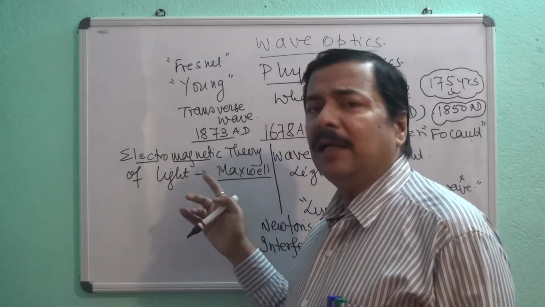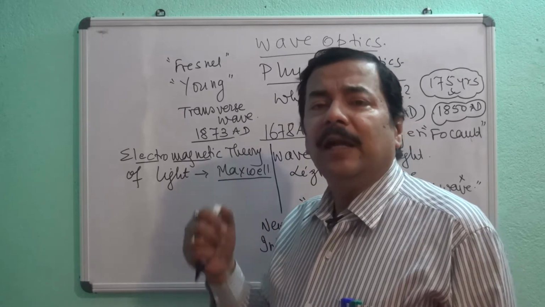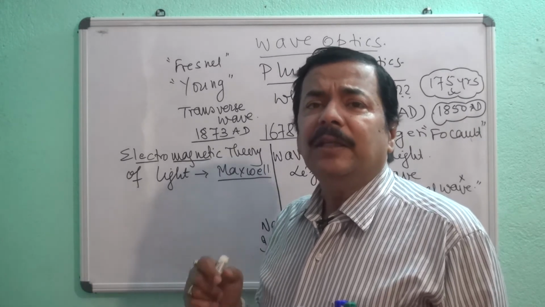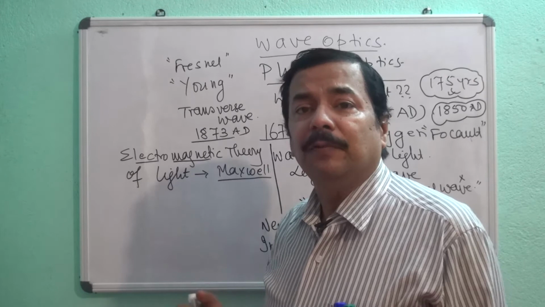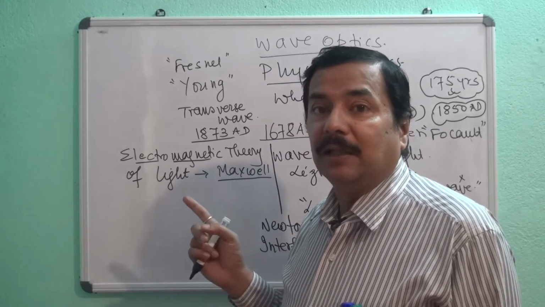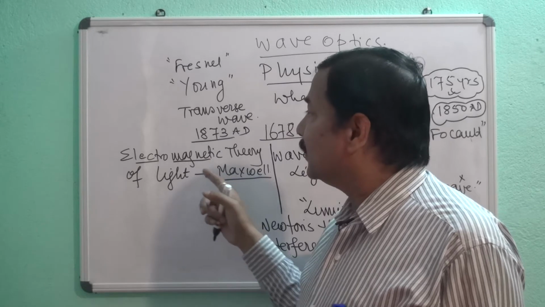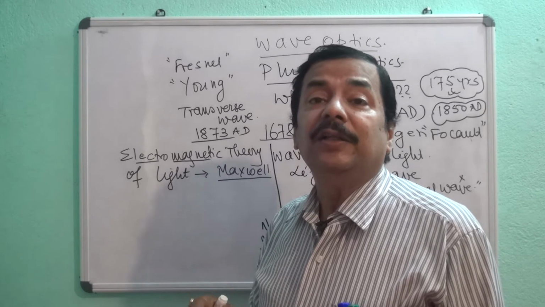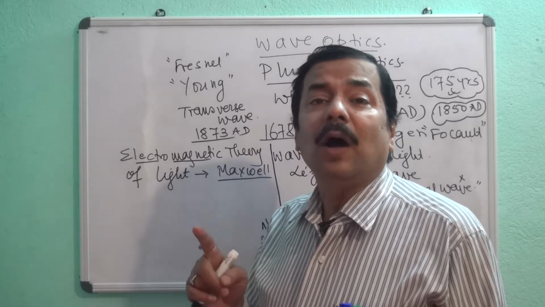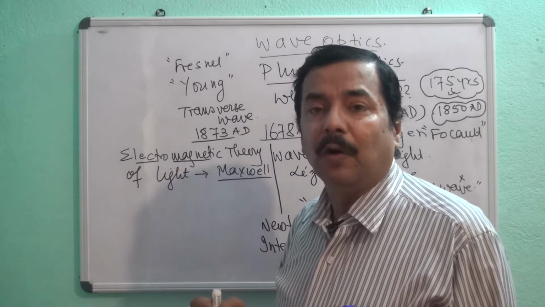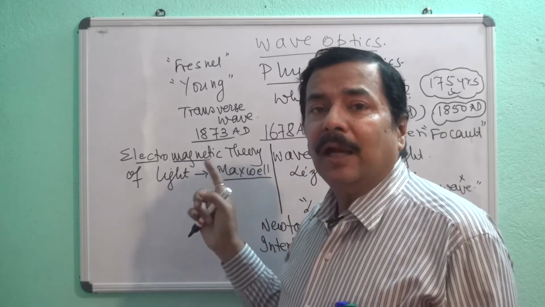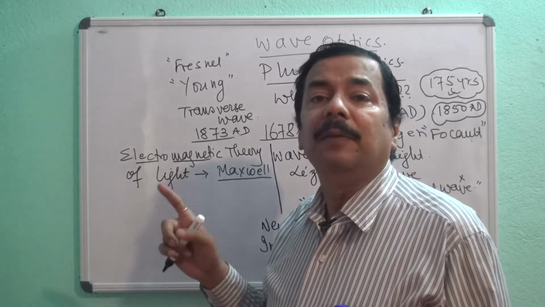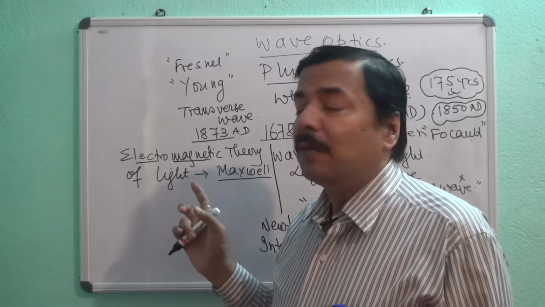So you should understand it very carefully: a changing electric field gives rise to a magnetic field, and a changing magnetic field gives rise to a changing electric field, and the result is an electromagnetic wave. So Maxwell suggested that light is an electromagnetic wave, and in the wave section you will read that an electromagnetic wave does not require any material medium for its propagation. Therefore, light, which is transverse in nature, does not require any material medium and can travel in vacuum also.